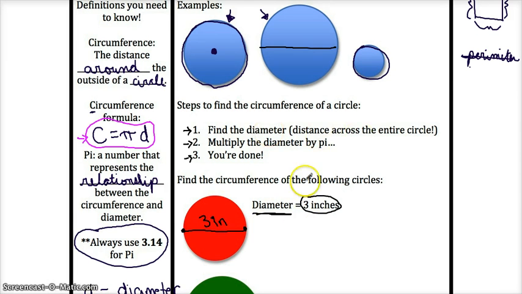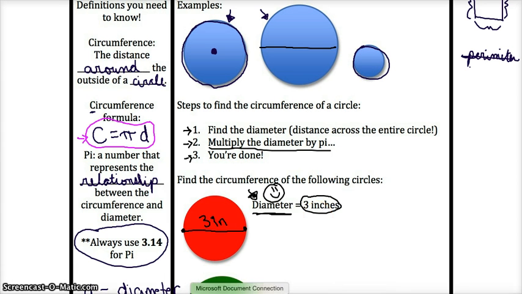So my first step, find the diameter. Well, they told us the diameter right here. Don't make it difficult. They gave it to us. That means we are happy. We don't have to find anything complicated. They told us the diameter is 3. Then our next step, multiply the diameter by pi.